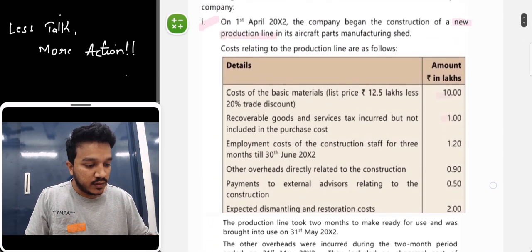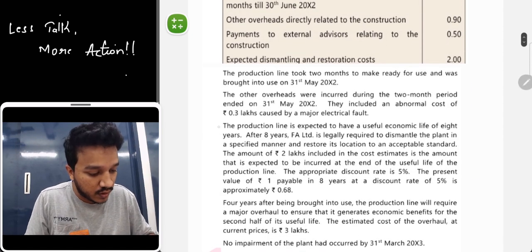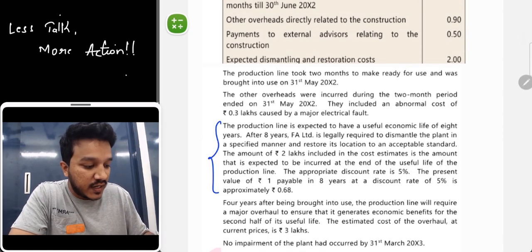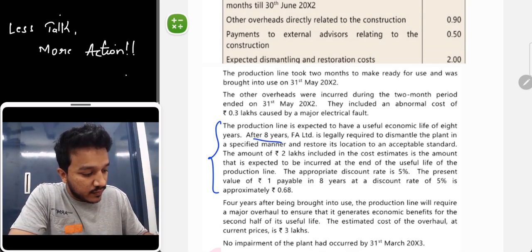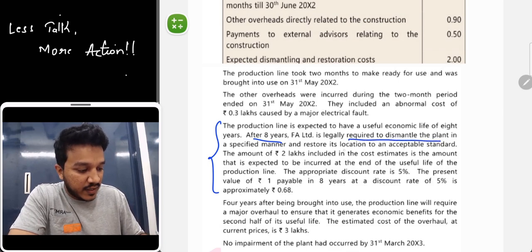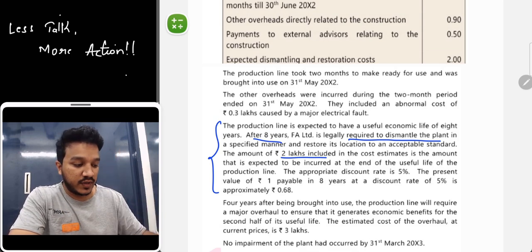Let's go to the first point. Where is dismantling mentioned? This one is talking about dismantling. The production line is expected to have a useful economic life of 8 years. Then it is required to dismantle the plant in a specified manner and restore the site. The amount of 2 lakhs in the cost estimates is the amount that is expected to be incurred at the end of the useful life. So this 2 lakhs is expected to be incurred at the end of the useful life.